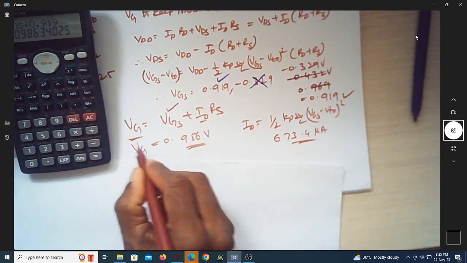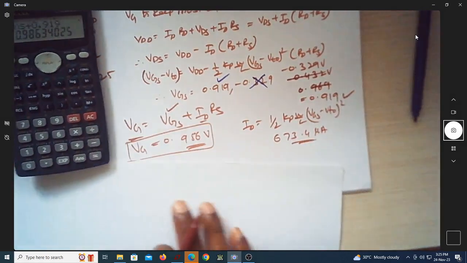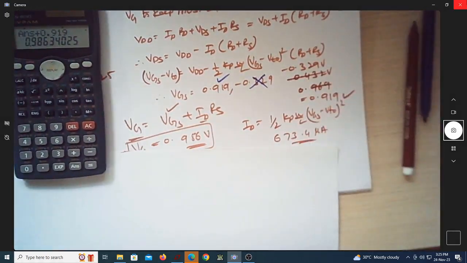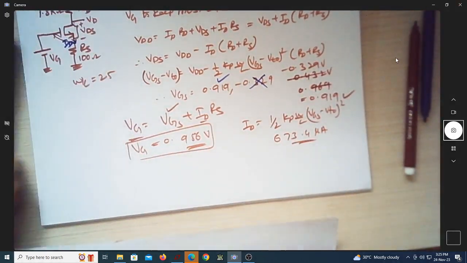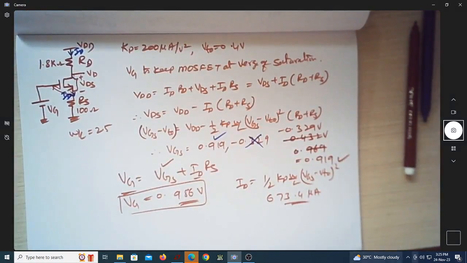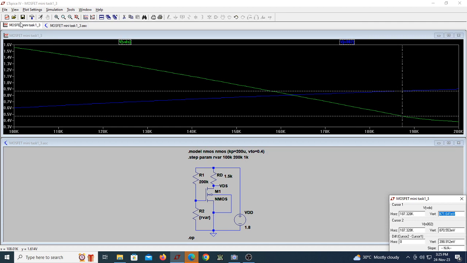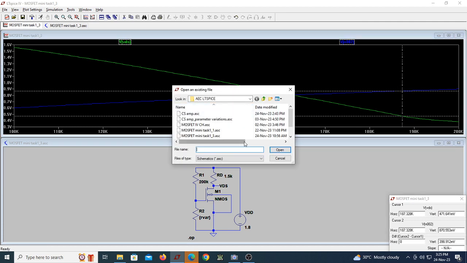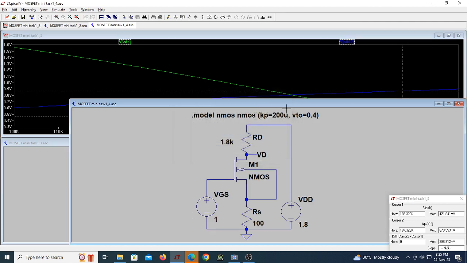This is VG. So VG has to be 0.986 to operate the MOSFET at the verge of saturation. Let us verify the same thing in simulation. Let me open that. So this is my circuit.